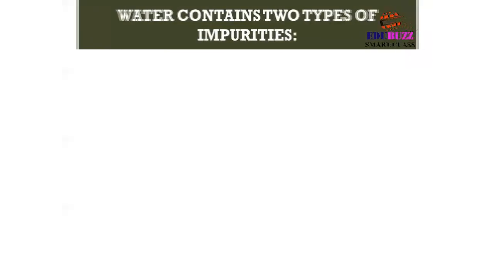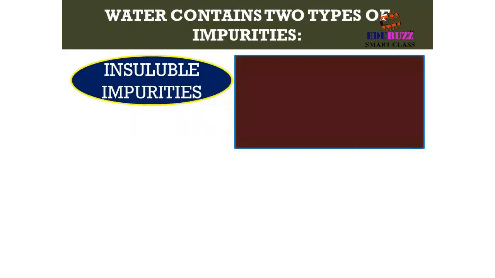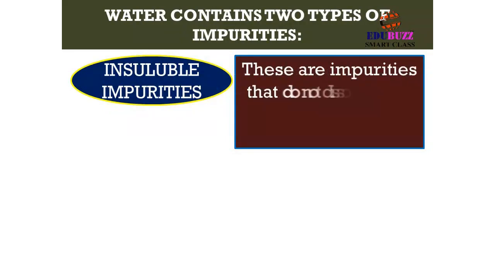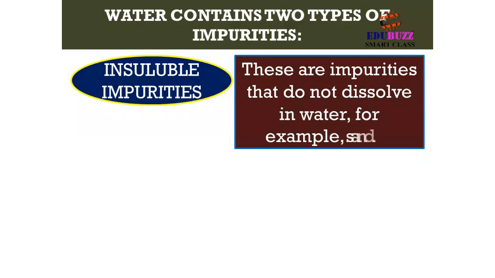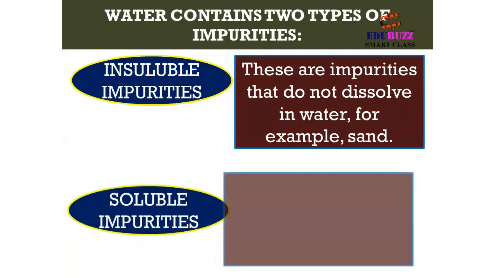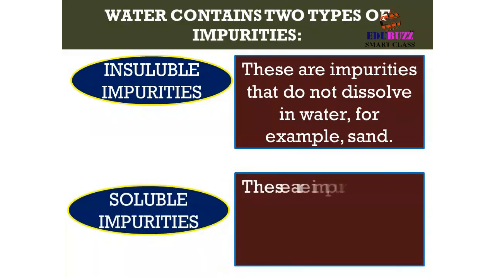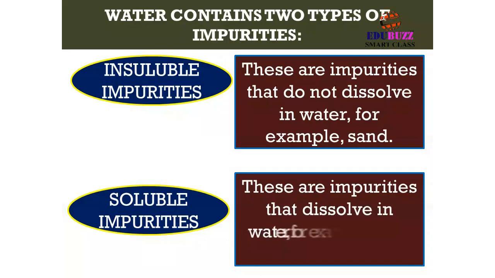Water contains two types of impurities. Insoluble impurities. These are impurities that do not dissolve in water, for example, sand. And soluble impurities. These are impurities that dissolve in water, for example, salt and sugar.